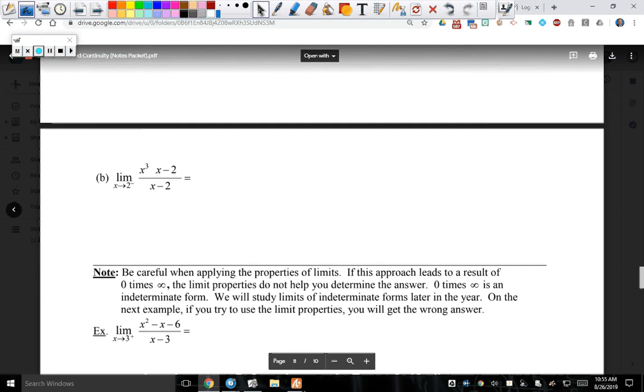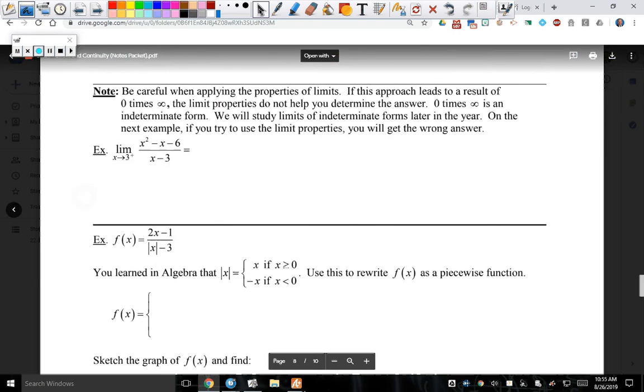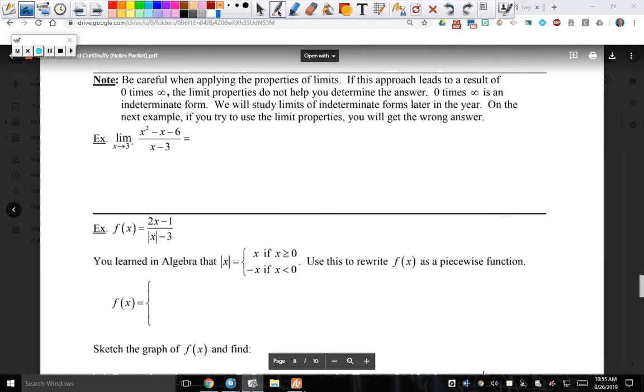Let's keep going. We don't need to do this one. Let's keep going. All right.